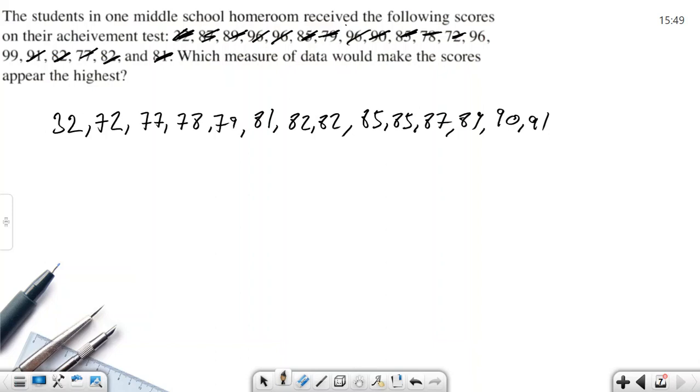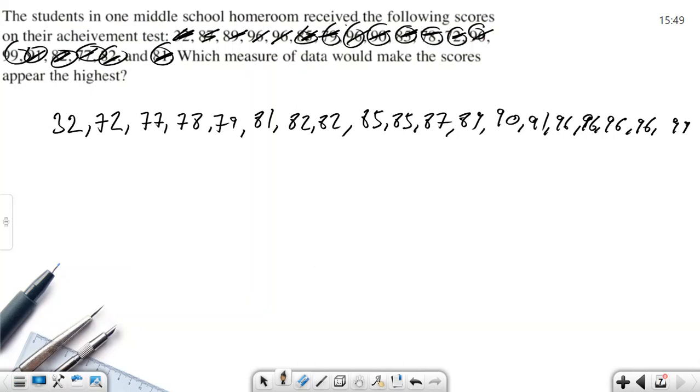96, 4 of them, then 99. Let's count them. 1, 2, 3, 4, 5, 6, 7, 8, 9, 10, 11, 12, 13, 14, 15, 16, 17, 18, 19. So we put all the numbers.